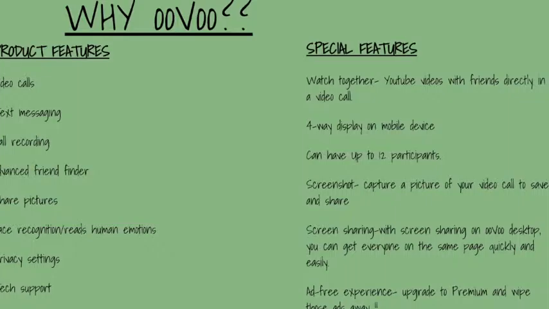Other special features are watching YouTube videos together with friends directly in a video call, a 4-way display on a mobile device. You can have up to 12 participants. Screenshot can capture a picture of your video call to save and share with friends.